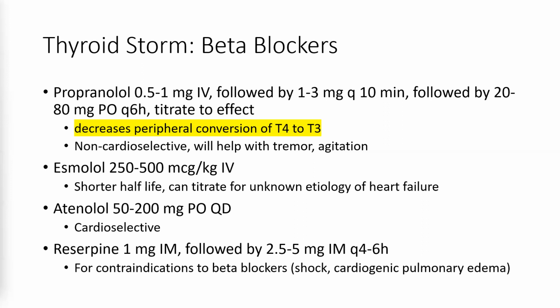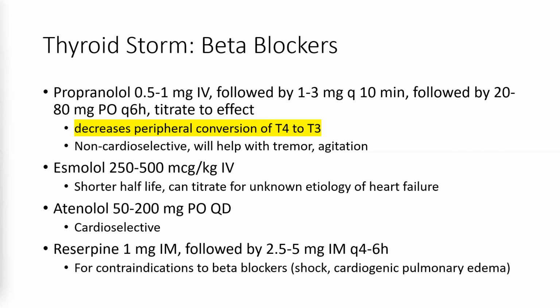Propranolol is also non-cardioselective, so it will help with tremors and agitation as well. You can also do esmolol, about 250 to 500 micrograms per kilo IV. This has a pretty short half-life. This is what we use for aortic dissection as well, and so you can titrate it. In case you're not sure about someone's heart failure or heart condition, you're able to use esmolol to see how they handle it. And if they don't do well, you can stop it pretty quickly. So esmolol is nice if you're unsure about how someone's heart is working.